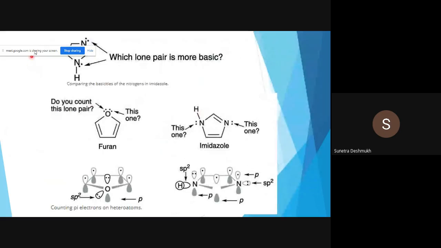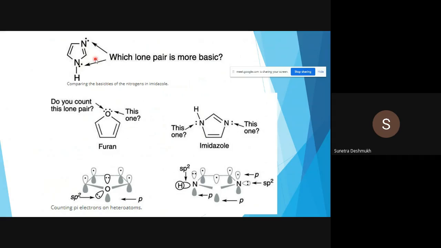Now the next one. Which lone pair is more basic? Actually, we have discussed that one. The nitrogen atom which is attached to the hydrogen atom has its lone pair involved in the aromatic sextet. So that one is not available for protonation. And for the other, pyridine-like nitrogen, the lone pair is not in the aromatic system, so that is available for protonation.